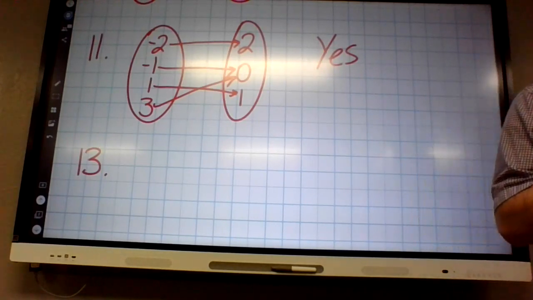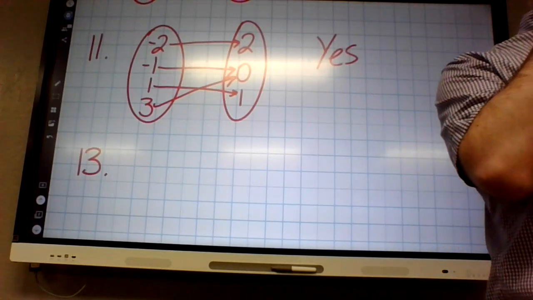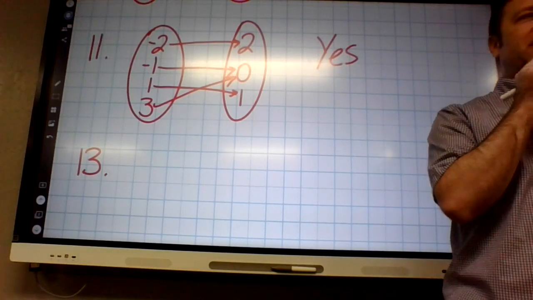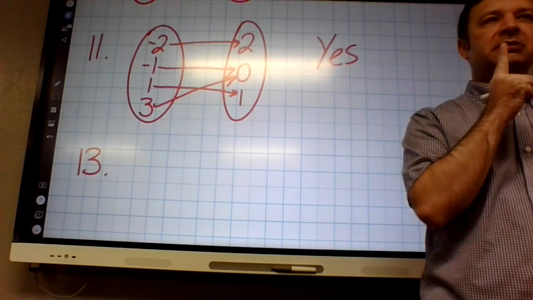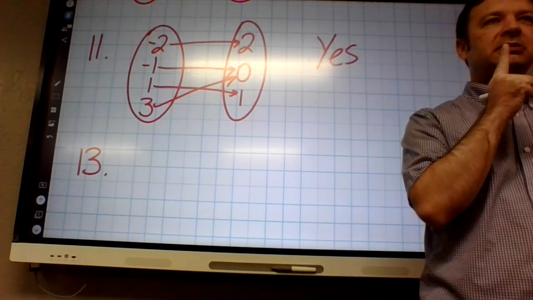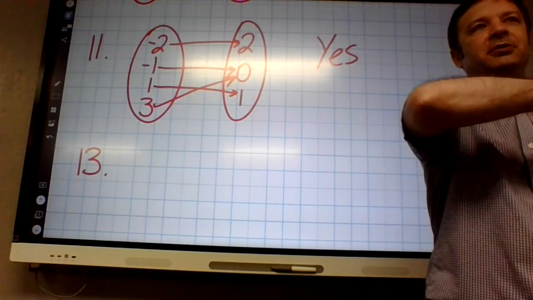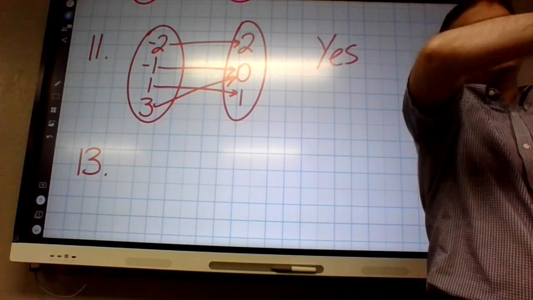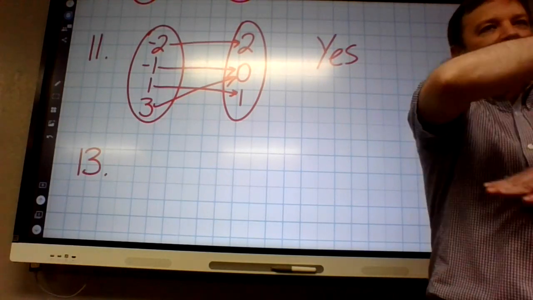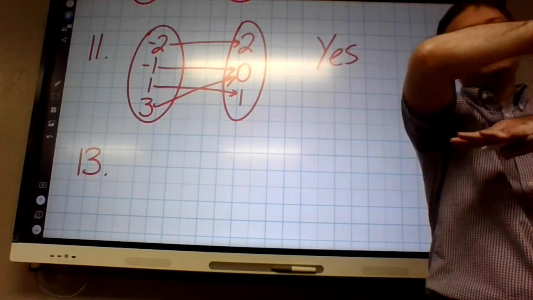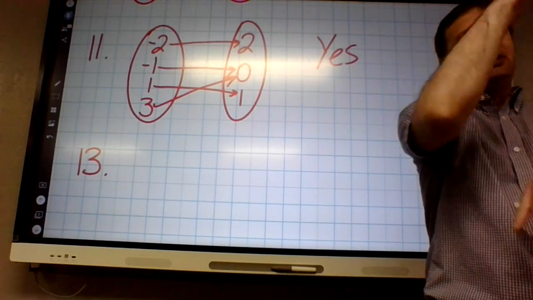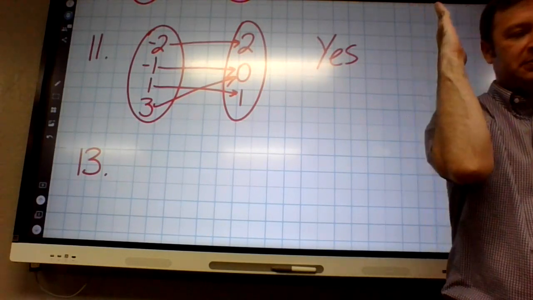Okay, 13, longitude and latitude. So which one was the longitude? The way I remember it, I don't know if this will help you guys: latitude looks kind of like a ladder, like this. This is latitude, I promise. Okay, longitude is this one.